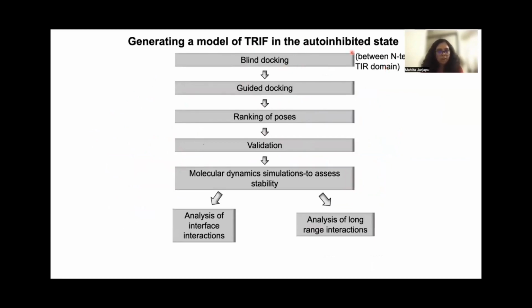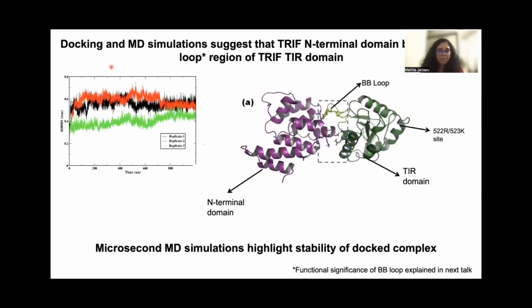So, in order to get a model of TRIF in the autoinhibited state, what we did first was a blind docking between the N-terminal domain and the TIR domain, and this was followed by guided docking. And then ranking the docked poses, followed by validation and then simulation to assess the dynamics. The docking and simulation actually suggest that the TRIF N-terminal domain binds to the proximal region of the TRIF TIR domain, and the microsecond simulation highlights the stability of the docked complex.